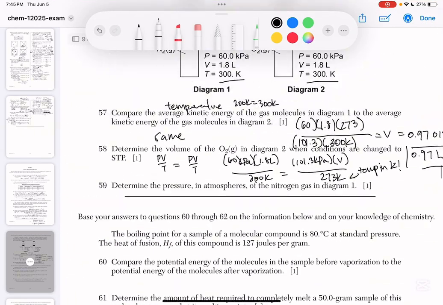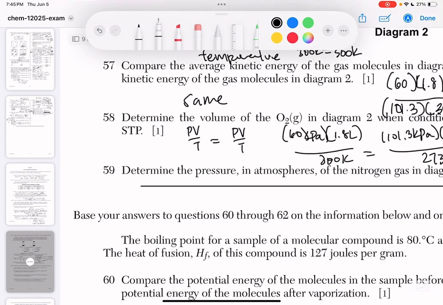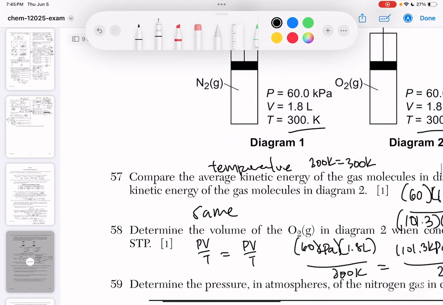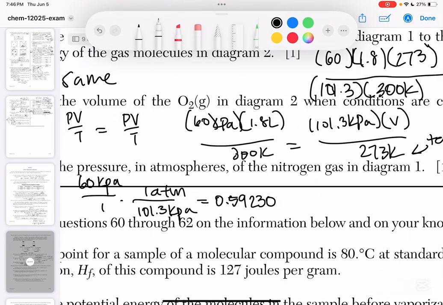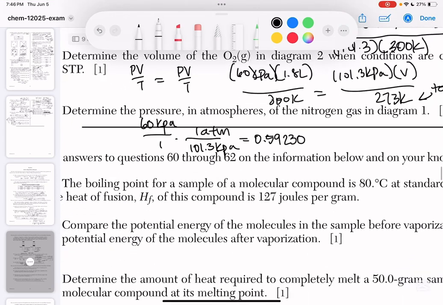Pressure in atmospheres of nitrogen in diagram 1. Okay. So we're starting at 60 kilopascals, and 101.3 kilopascals is 1 atmosphere. So you just divide that, which would give you 0.59230. You can round. I don't really think they'll mind, but be sure to include units because they'll definitely care about that.